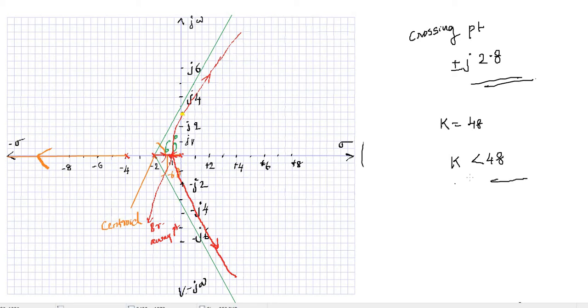So, when the value of k is less than 48, the system is stable, and the limit value of k is 48. When you increase the gain beyond 48, the system will have poles in the RHS, and the system will be unstable after that.